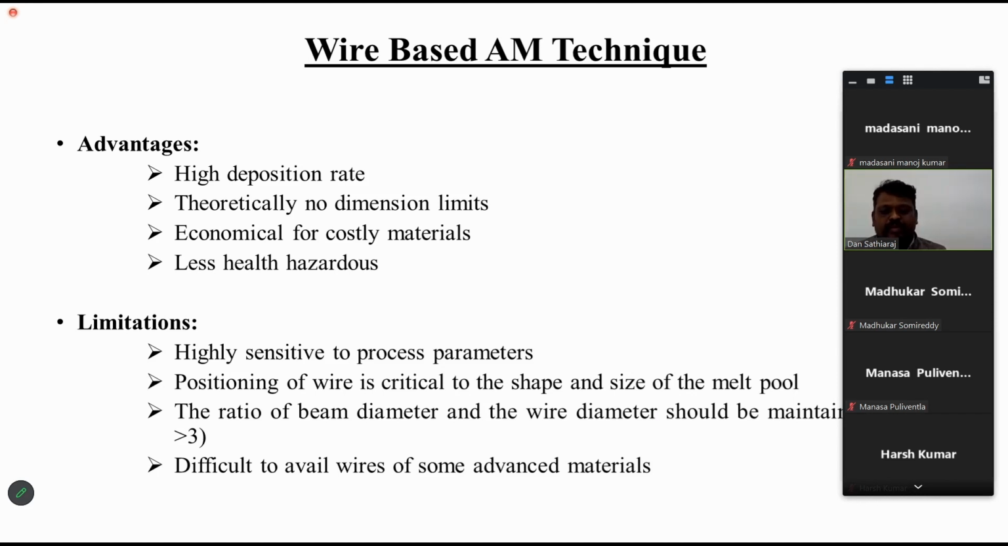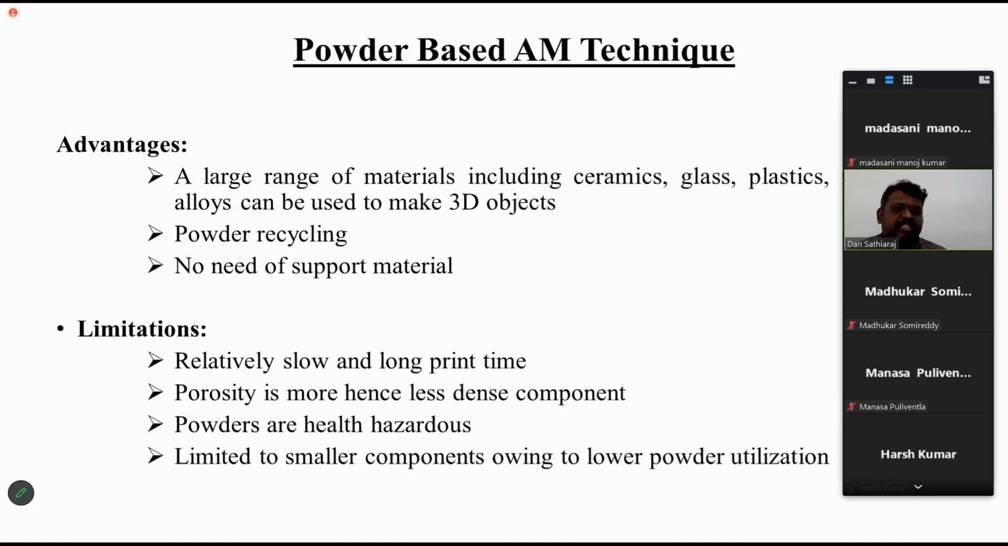Okay. So the ratio of the beam diameter and wire diameter should be maintained. Always it should be greater than 3. So these are all process parameters. It's a little bit tricky here, so you should take care of it. If you take care of it, you can make very advanced materials through the WAM. So that is the idea.